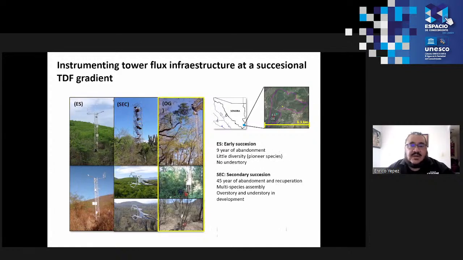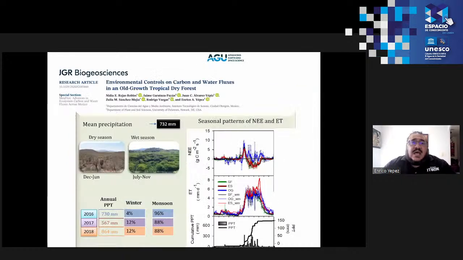This is part of the dissertation work of Nidia Rojas, with these 3 installations, one in an early succession site, one in a secondary succession site, and one in an old-growth forest, running simultaneously, to compare how the CO2 and the water exchange occurs in these systems. And we learned several things, basically.